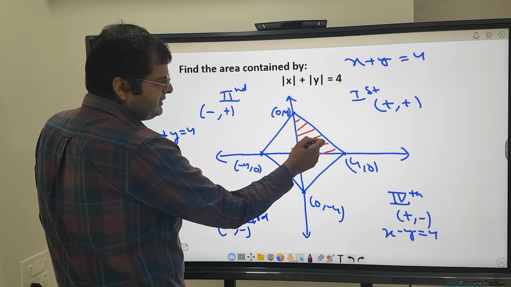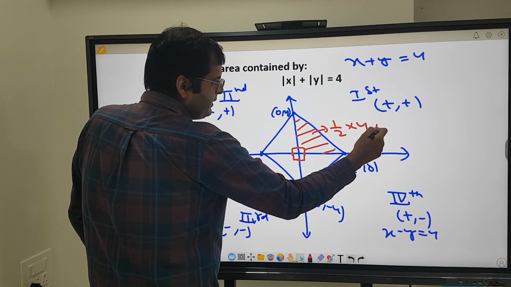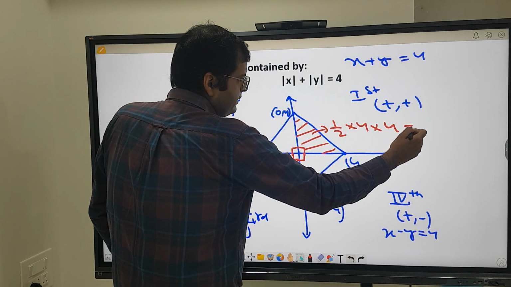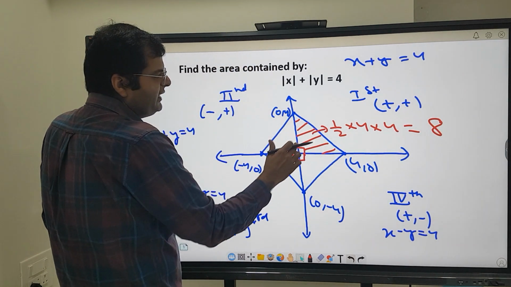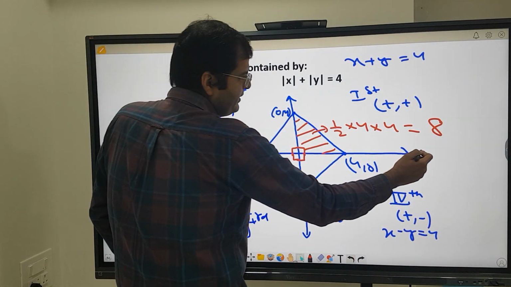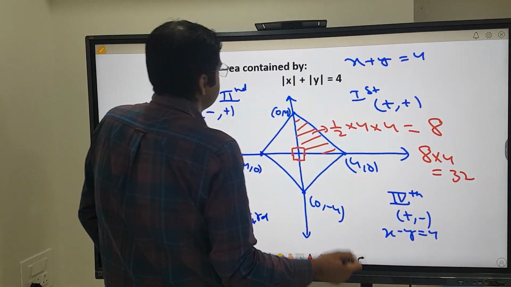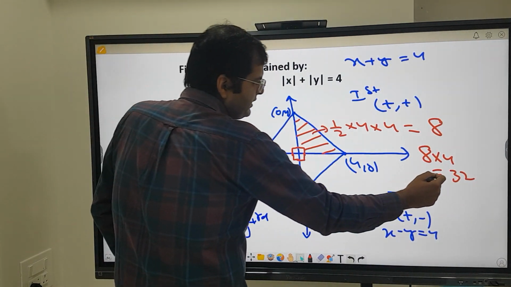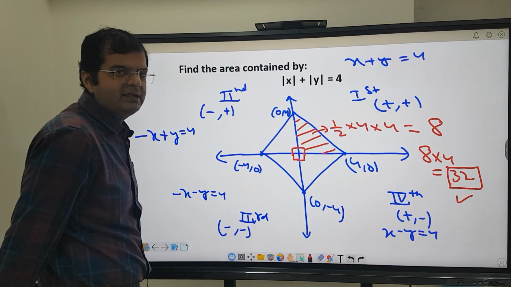So the area of this right angle triangle will be half into base, which is 4, into height, which is 4. So this becomes 16 by 2, which is 8. So the area of this is 8, and 4 times this will give me the answer. So 8 times 4 is 32. So what is the area contained? 32 is the answer here. 32 is the right answer. Alright, that's how we solve this.